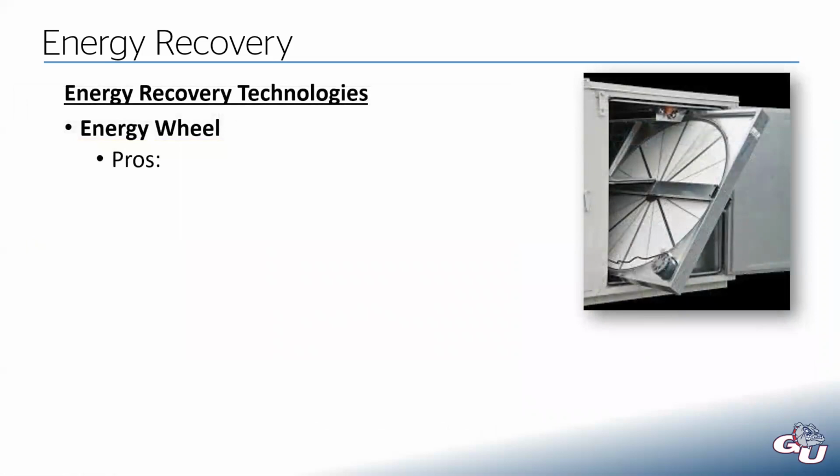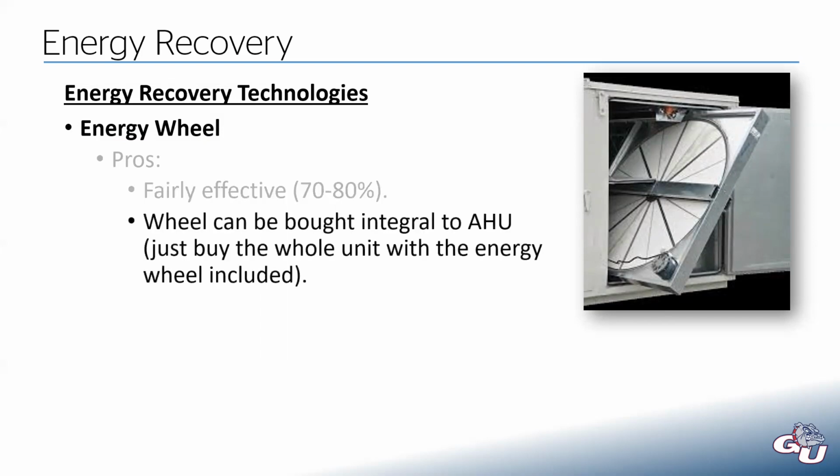The pros of an energy wheel: it's pretty effective. Compared to a pumped runaround system, 70 to 80%, that's pretty good compared to 45 to 50%. And you can buy these wheels integral to your air handling units. It's just something that you purchase the unit with. You work with a manufacturer and you say, this is the size of unit I need, and I need it to have energy recovery. So you can just buy it completely integral and basically just ready to go.